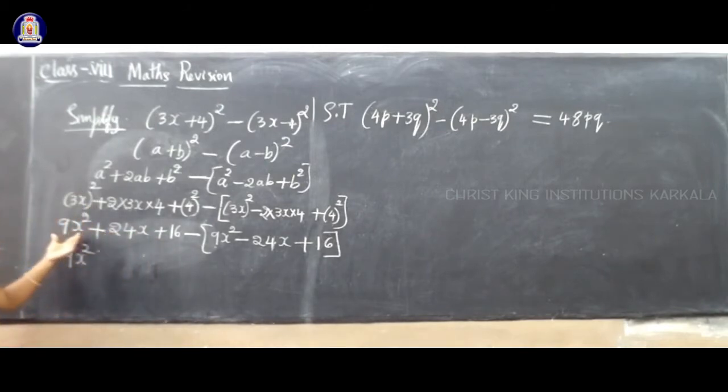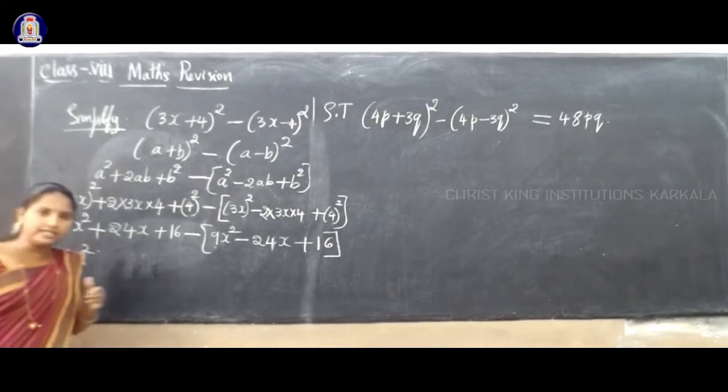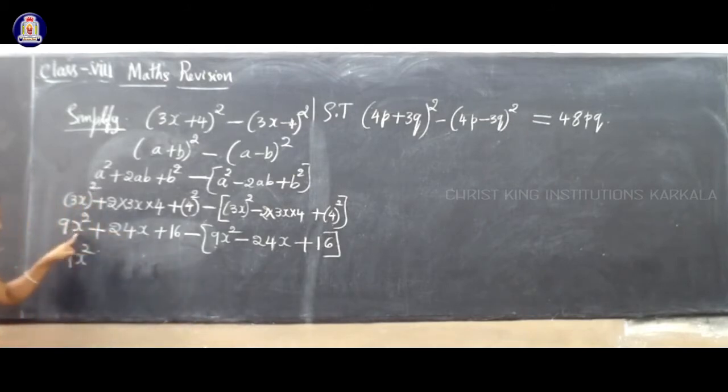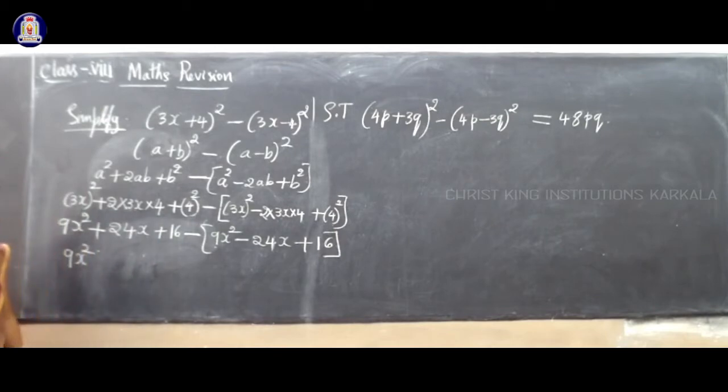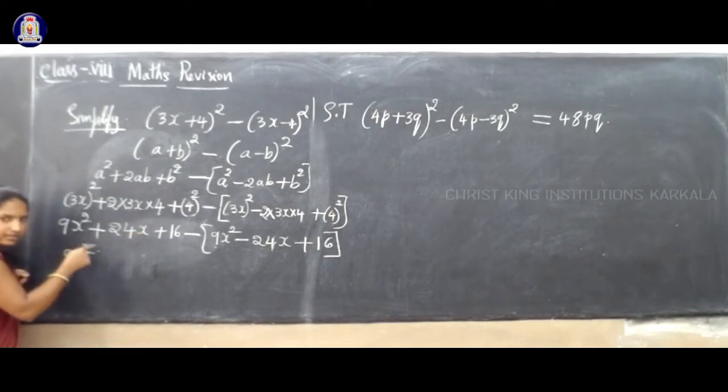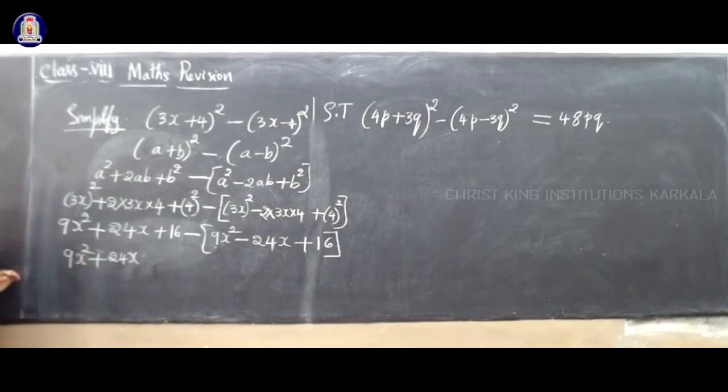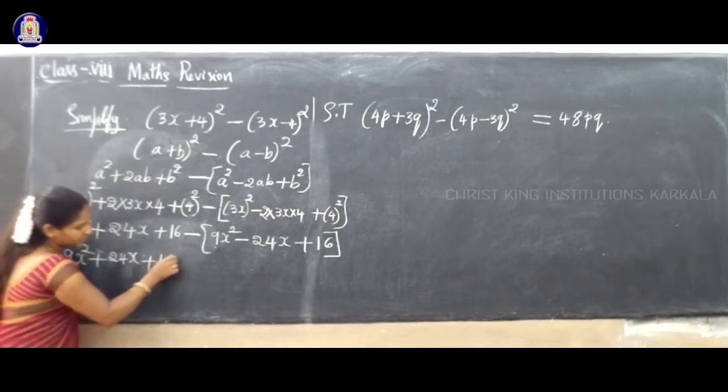Can you add 24x and 9x square? No, we cannot add, because they are unlike terms. x and x square are unlike terms, so we cannot add any unlike terms. If you get square here also square, then those are like terms, so we can add. Clear? Now this we cannot add, so write as it is: 9x square plus 24x plus 16.